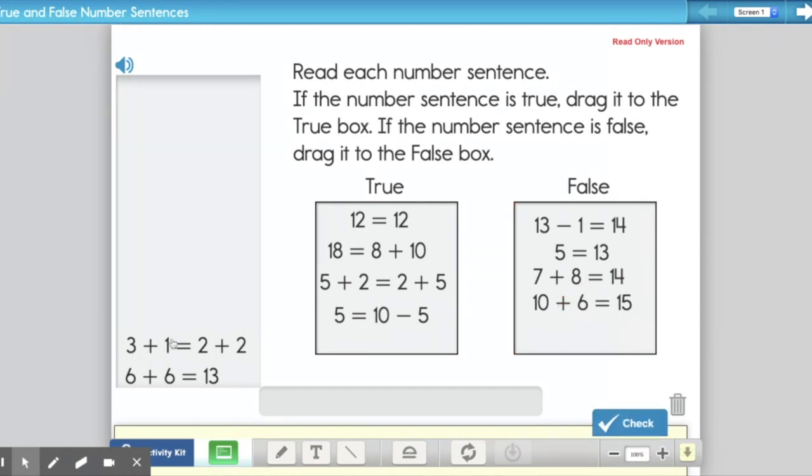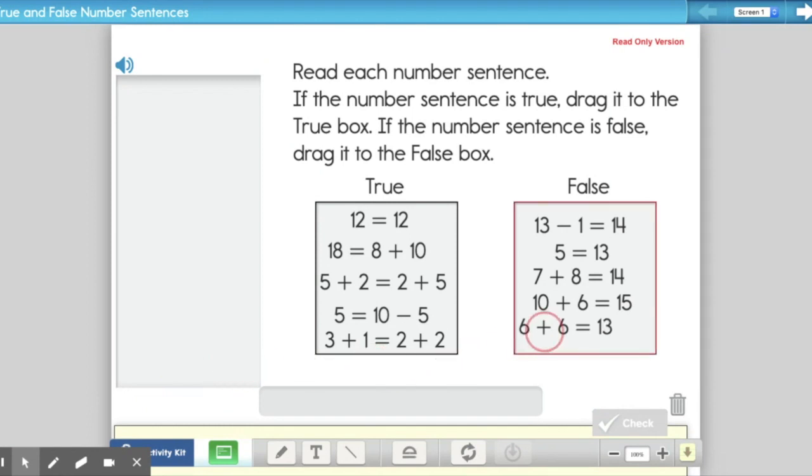3 plus 1 is 4. 2 plus 2 is 4. That is a true equation. And 6 plus 6 equals 13. 6 plus 6 is doubles. I can add doubles. That is 12. Does not equal 13. Let's check our work.